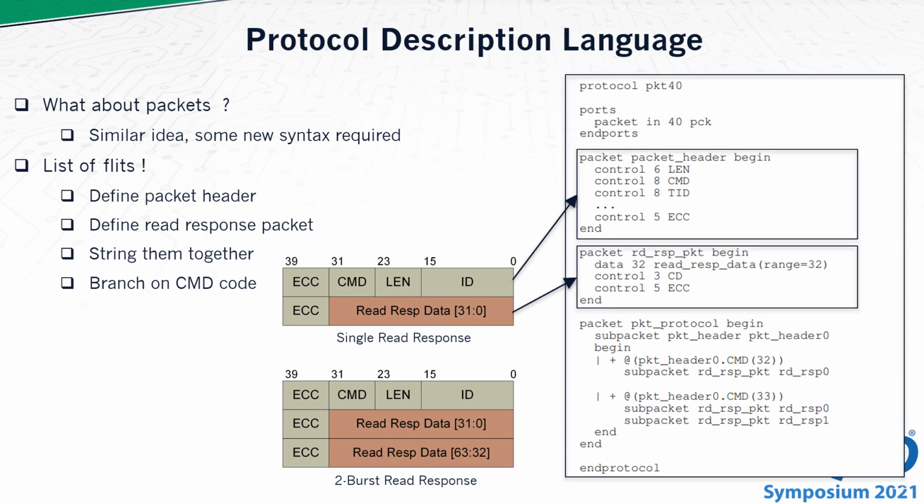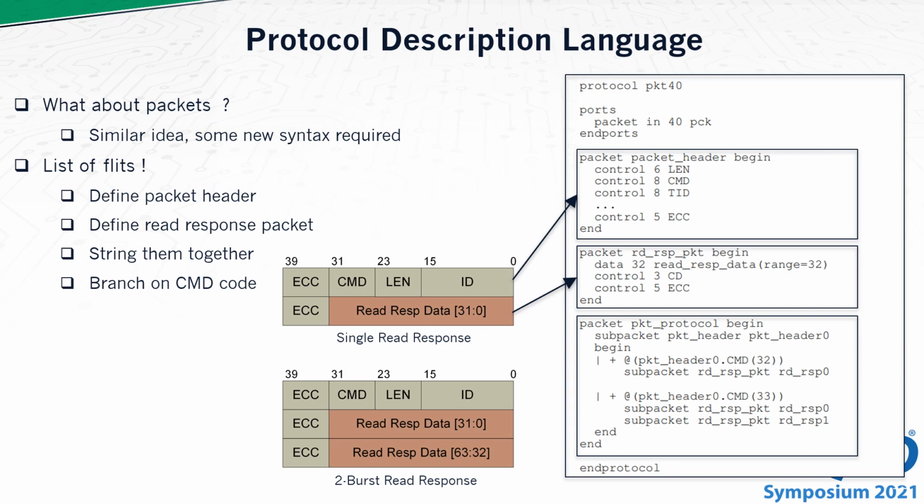For example, we specify the packet header and a read response flit with these two packet definitions. Then we string them together to form the single or two burst read response packet shown here. Since all packets contain the same packet header, we branch after this header and specify the condition based on the command code for each packet to be sent.